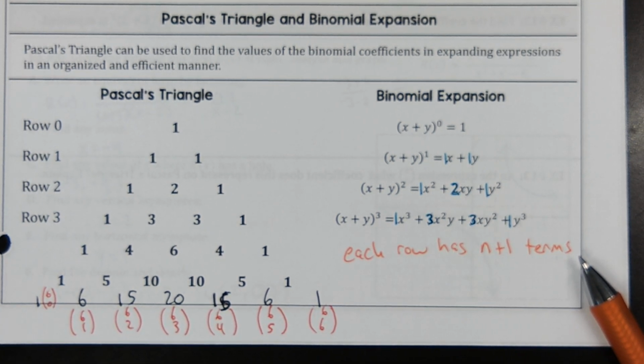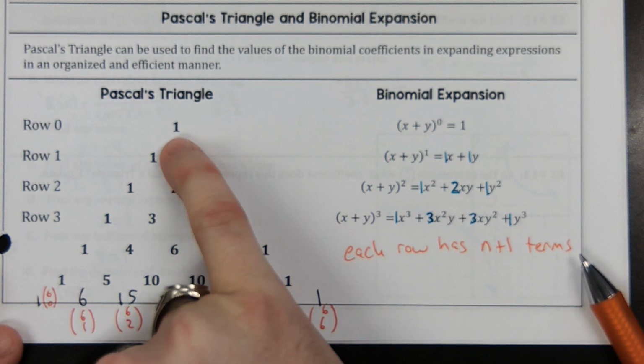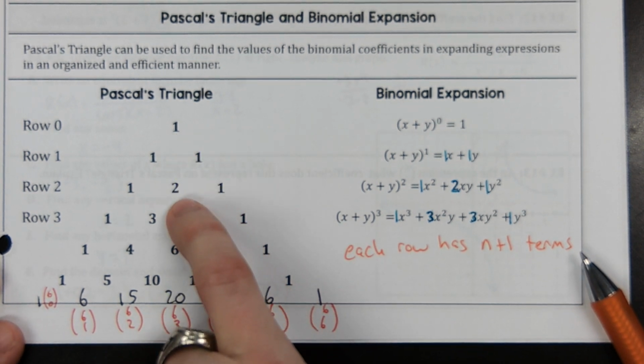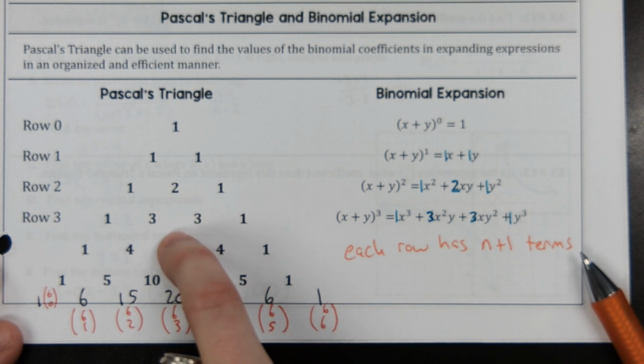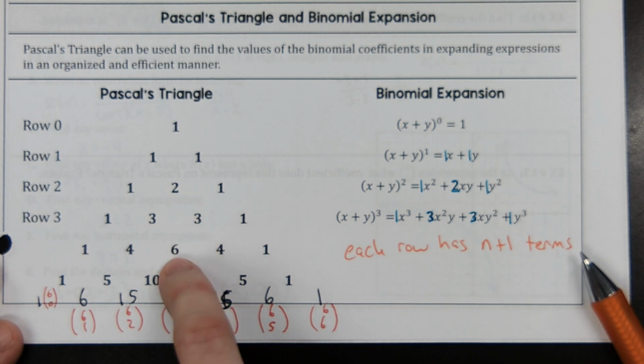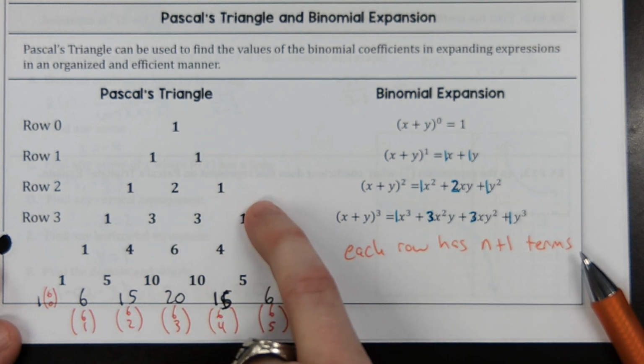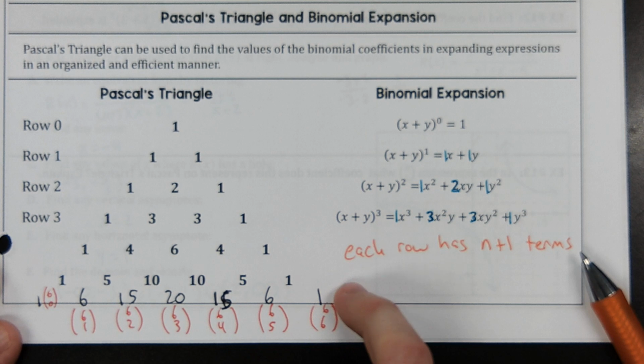Something else that's really neat, and I didn't even notice it, a student noticed it a long time ago when I was teaching this material. First row, what's it add up to? 1. What's the next row add up to? Then 8. 16. Let me summarize for you. 1, 2, 4, 8, 16, 32, 64. What are these? Powers of 2.